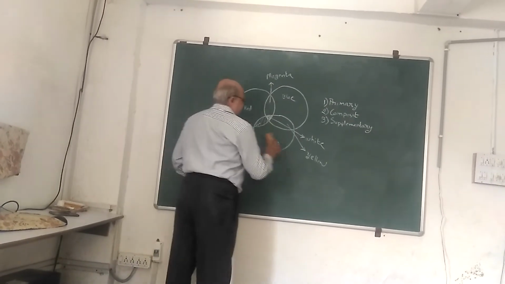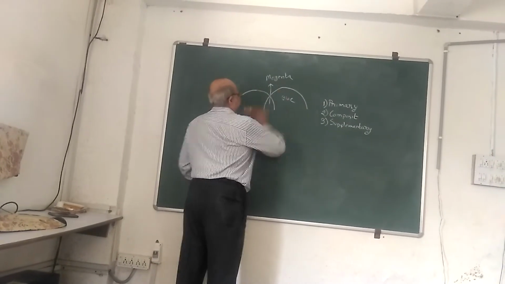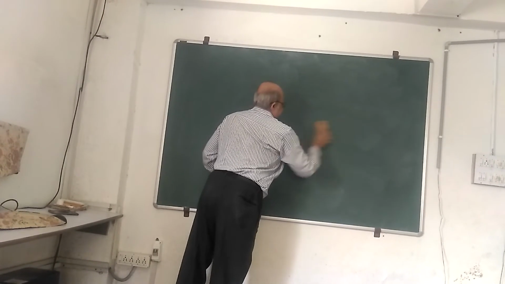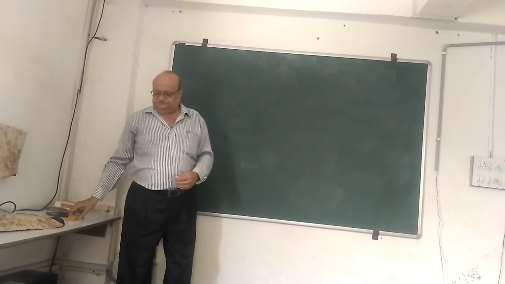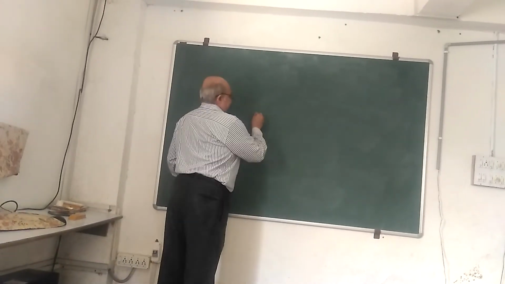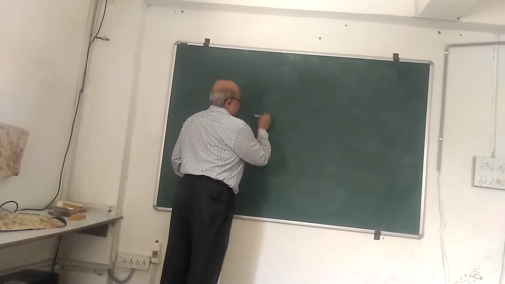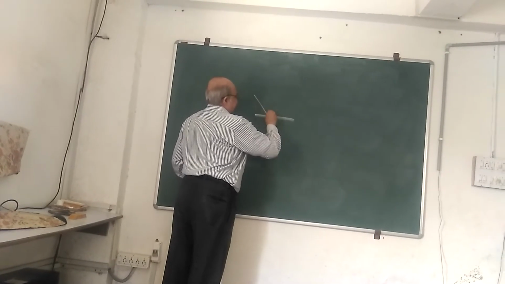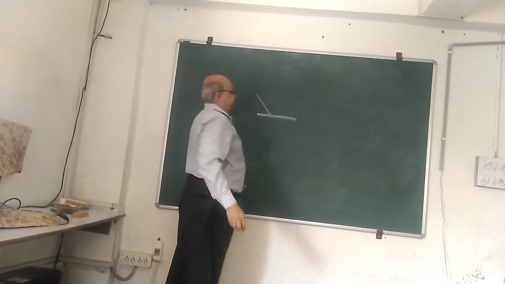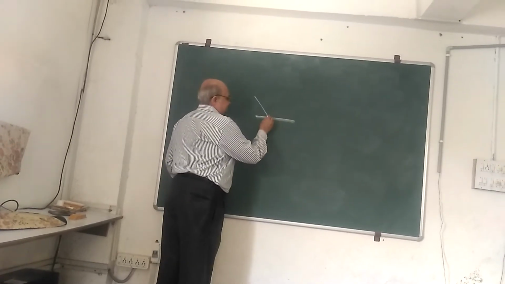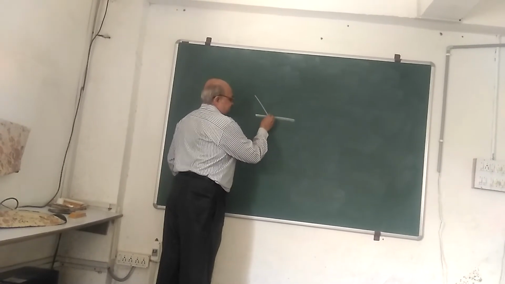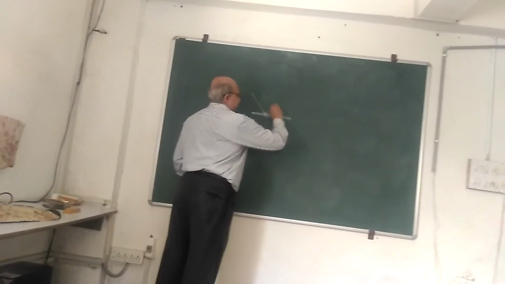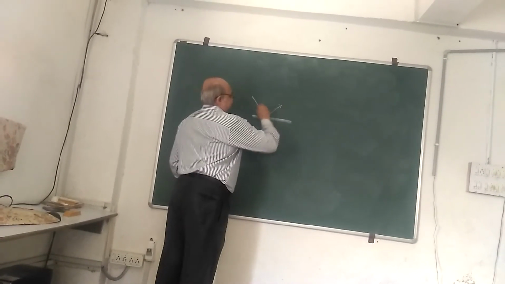Now exactly what happens when a ray of light strikes a surface. Suppose we have a surface and a ray of light strikes it. Some part of the light will be absorbed here, and the remaining light will be reflected back.